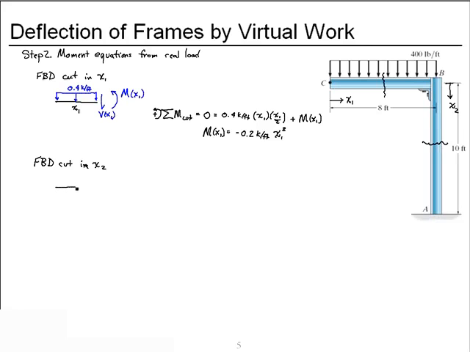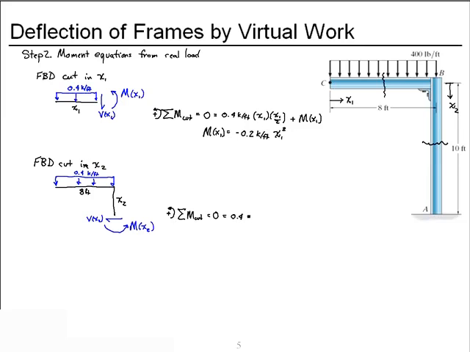I'll keep the entire top piece. So it is x2 tall, 8-foot cantilevered arm, uniform distributed load of 0.4 kips per foot. We have unknown shear as a function of x2, and unknown moment as a function of x2. I'll sum moments about the cut. Again, I will choose counterclockwise as positive.